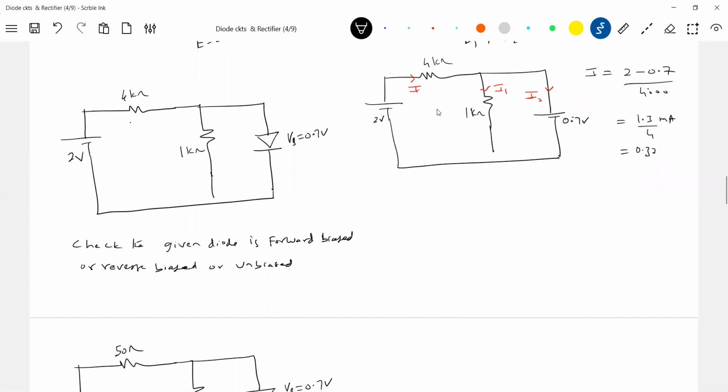(0.325 milliampere). Okay, this is I. Let's check the I1. So what will happen to I1? How to calculate I1? Because I know I. Now I'll write the KVL equation. Plus 2 minus 4000 into I minus 1000 into I1 equals 0. This is 0.325.